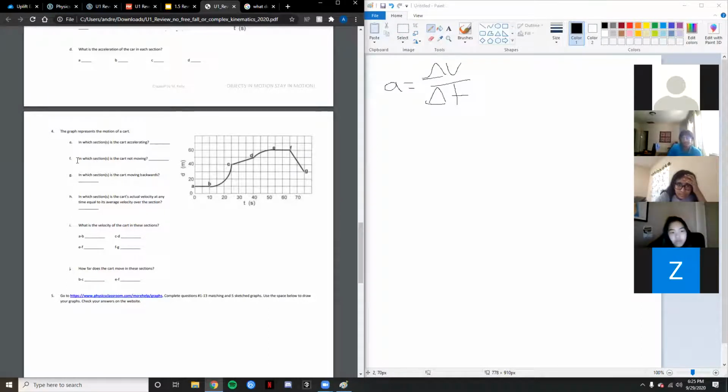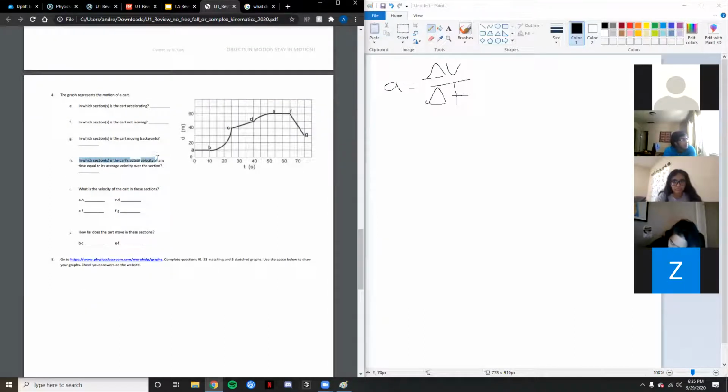All right. In which sections is the cart not moving? The cart is not moving in lines A to B or E to F because it's not changing the displacement or position, whichever one you like to call it. Now it's asking in which section is the cart moving backwards? The cart is moving backwards in F to G because it's going towards the x-axis. If going away from the x-axis is positive, then it's moving backwards.